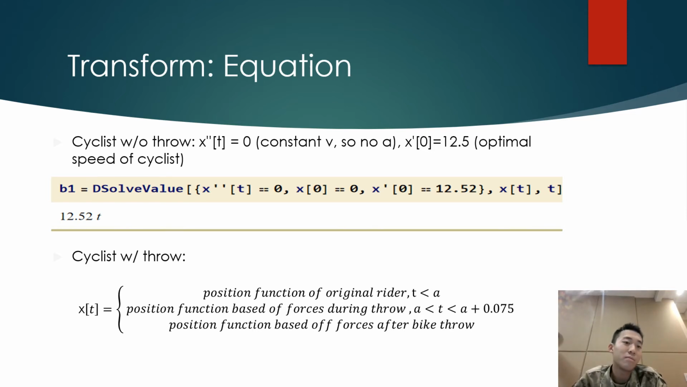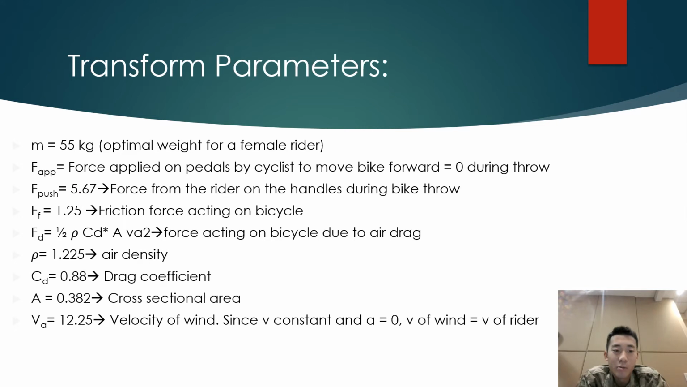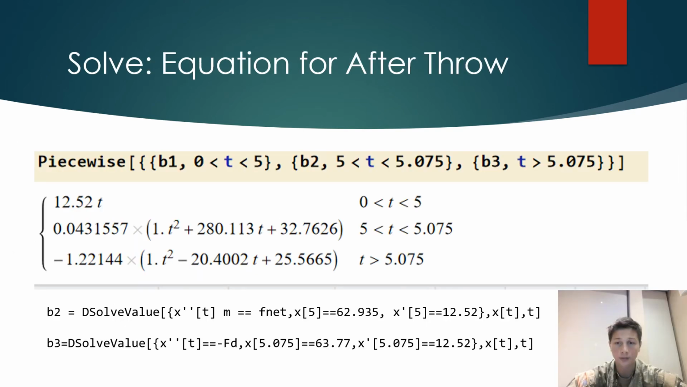For our parameters, we are assuming that the mass is 55 kilograms, which is for the rider. We calculated F push from the watts we found in our assumption. And then using constants we found online, we were able to calculate the drag force, which would act opposite in direction to the bike throw. So with all the parameters that we assumed, we can now create our piecewise function. As you can see, this is what we looked at when we plugged the values into Mathematica.